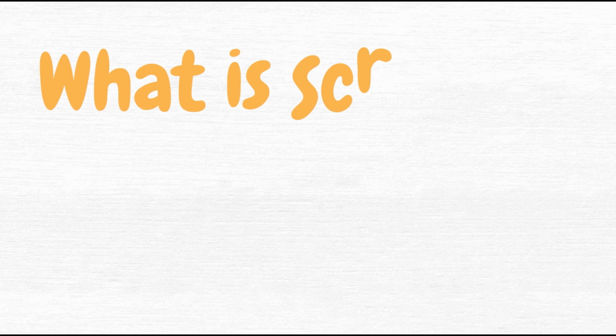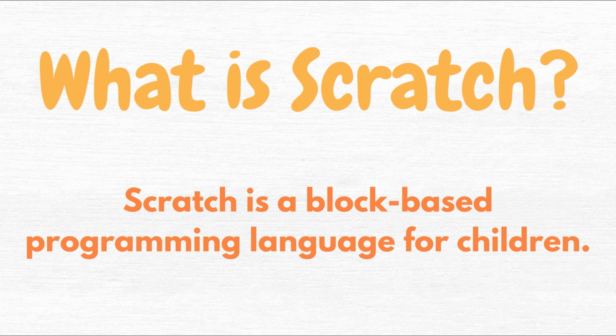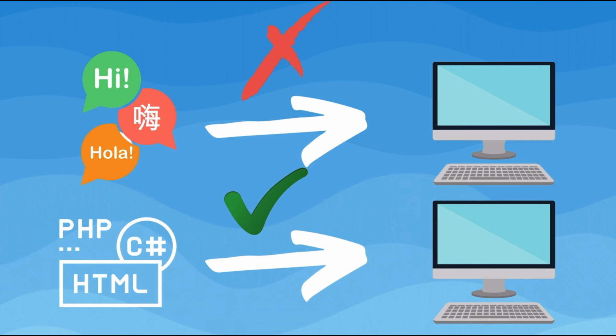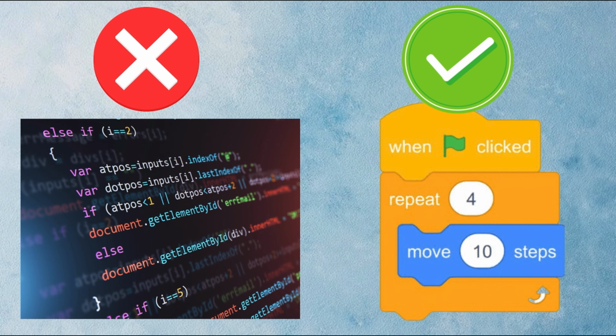So first, what is Scratch? In simple terms, Scratch is a block-based programming language for children. But what on earth does that mean? Well, a programming language is just a language that computers understand. And block-based just means that you don't type endless lines of code. Rather, just like building blocks, you connect blocks together.